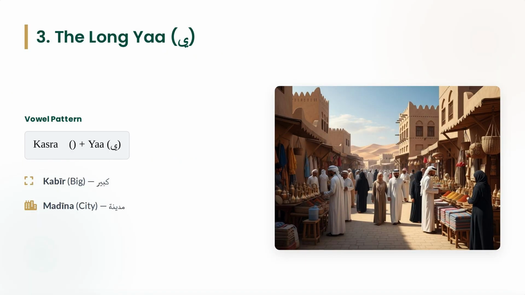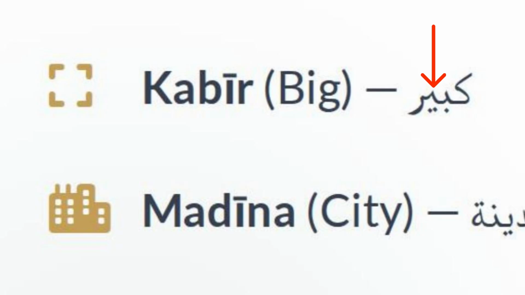We have also the long vowel ya, and it produces a sound like double E. It's like a long kasra. For example here, the word kabir. As you notice, we have first the letter kaf and then the letter ba, and we have ya next to it. So the ba will be bi, kabir.